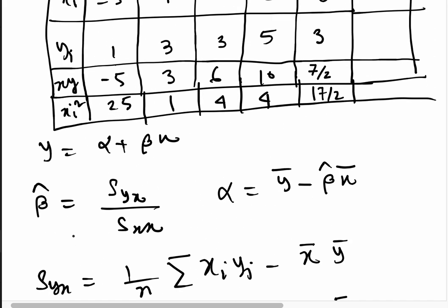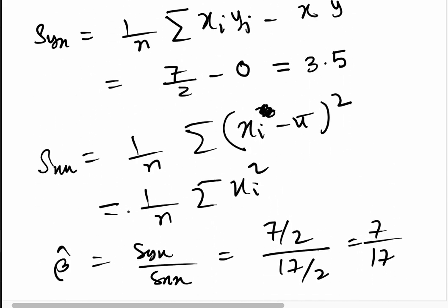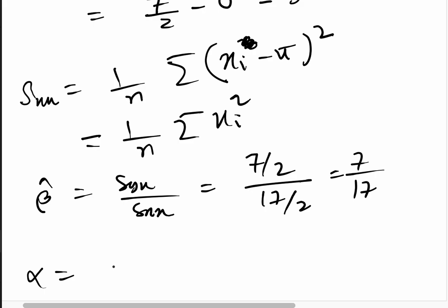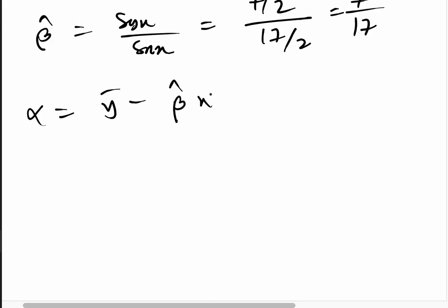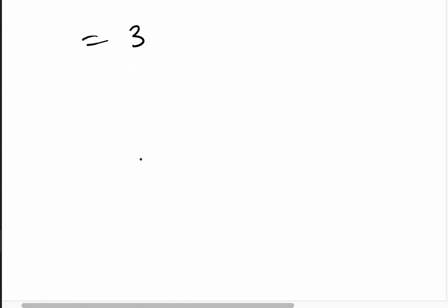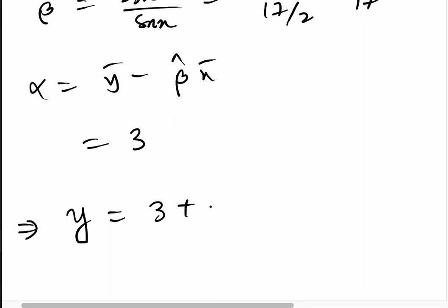And alpha is y bar minus beta cap into x bar. Since x bar is 0, y bar is 3. So that means our equation will be y equal to 3 plus 7 by 17 x. So that's it. That's question number 10.